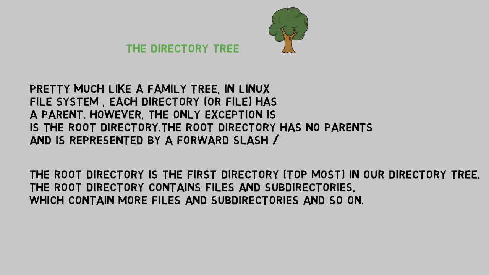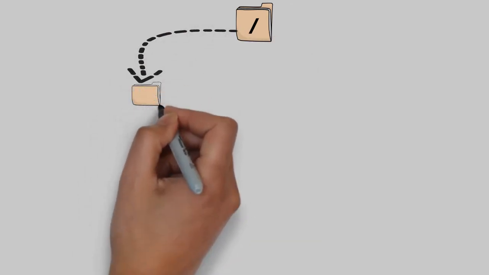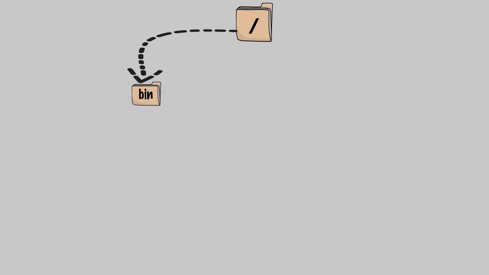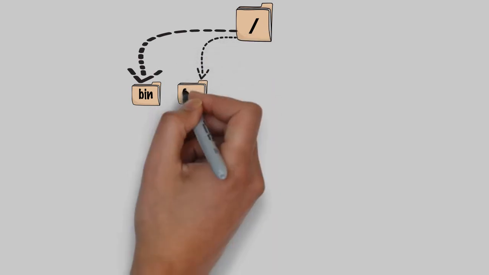Now we will take a look at how the Linux file system is structured. First, we have the root directory, which is the beginning of everything. Underneath it, we will find many subdirectories. We will only cover a subset of those in this video. We can find the bin directory, which stands for binary. This directory contains executable programs and commands, which can be used by all the users on the system.